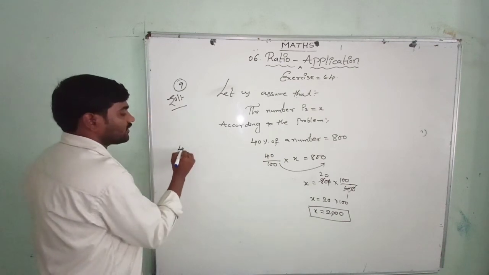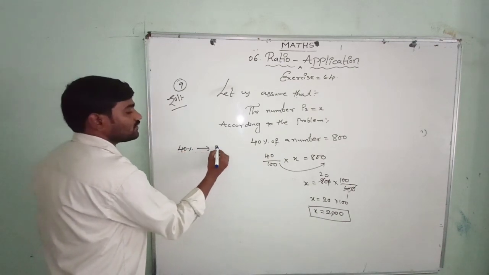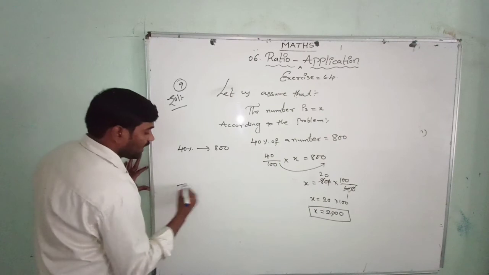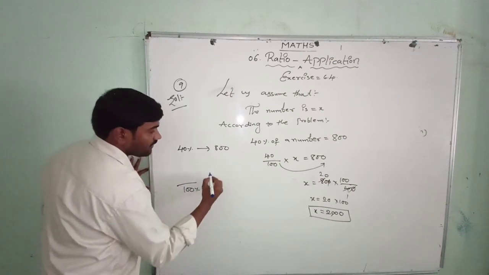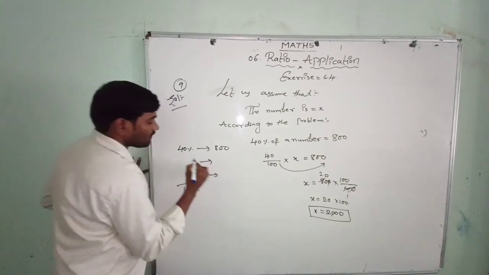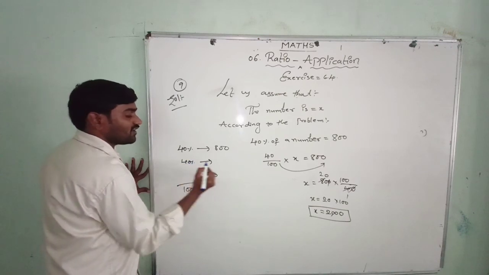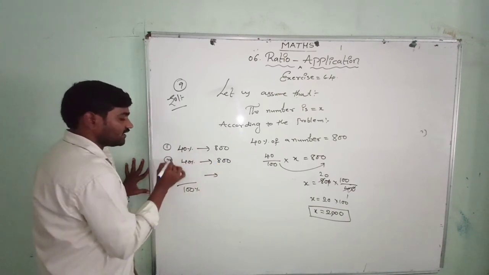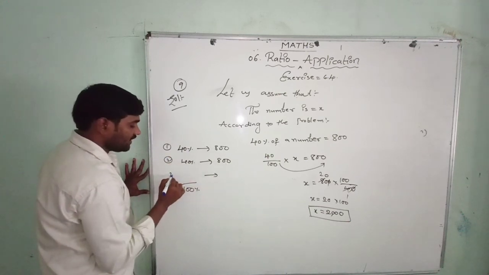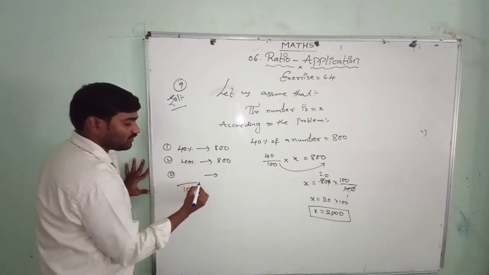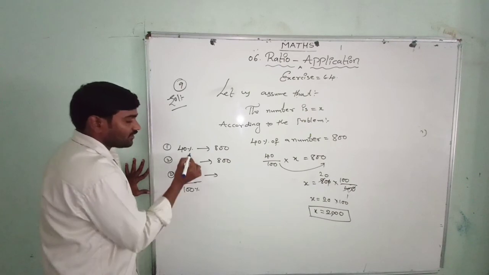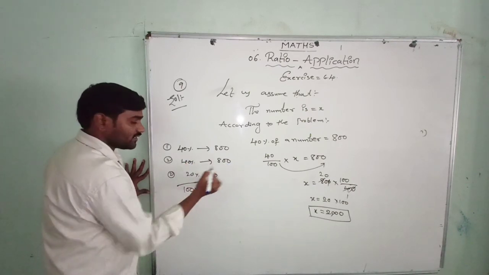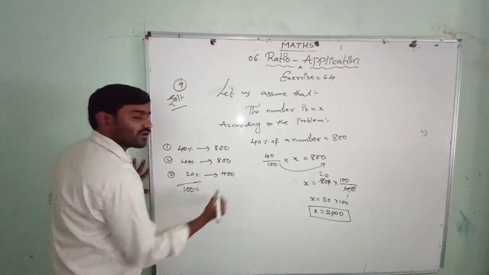Or, more simply, I will tell you: 40% equals 800. We need 100%. So again 40% equals 800, and another 40% equals 800. Then you take only 20%. 40% equals 800, then 20% equals 400.